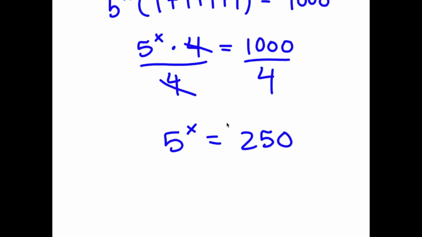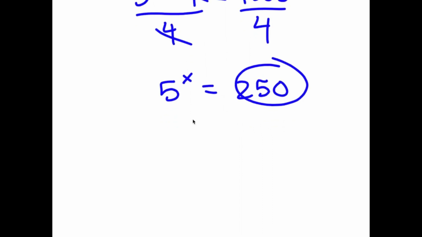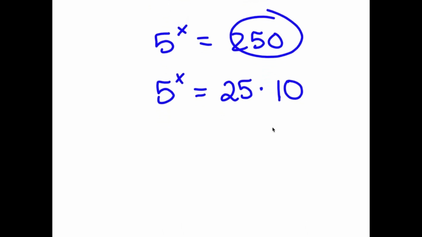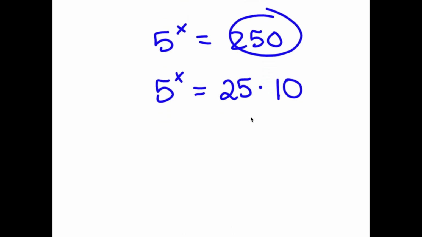Now, 250, I can rewrite this as 25 times 10. So I have 5 to the power of x is equal to 25 times 10. And 25, that's the same thing as 5 squared. So now I have 5 to the power of x is equal to 5 squared times 10.